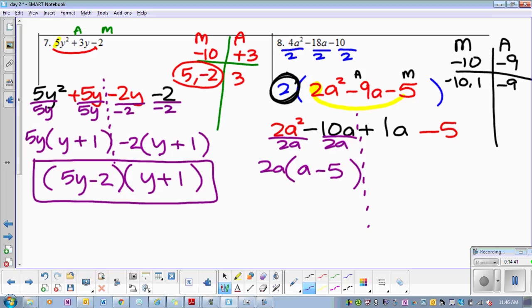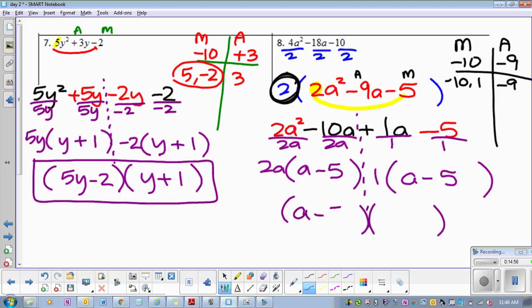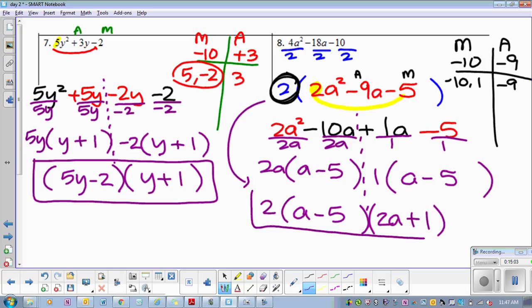One a minus 5. What is my GCF? 1. I mean, you have to bring something out. If 1 is the only thing, bring it out. Don't forget to bring down your GCF. And here we go. Okay? Questions about this? All right. Good.